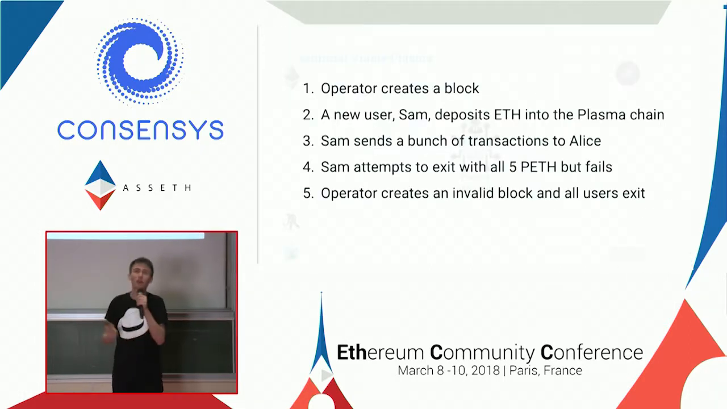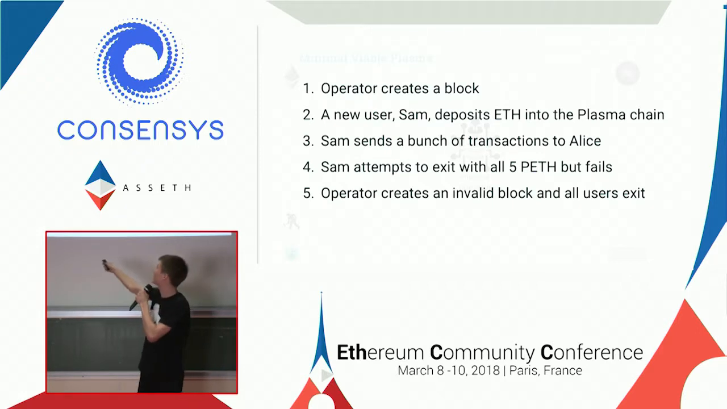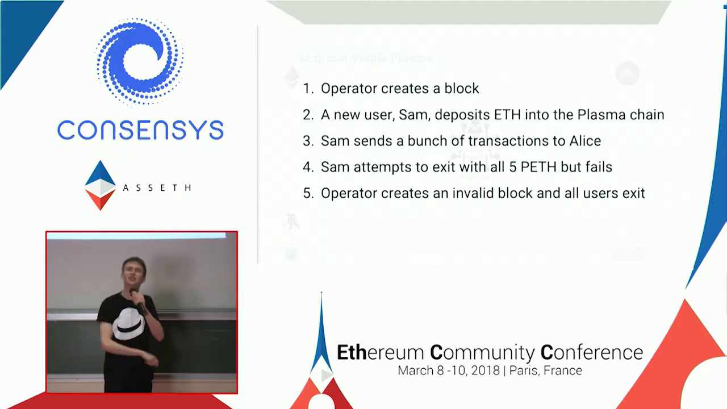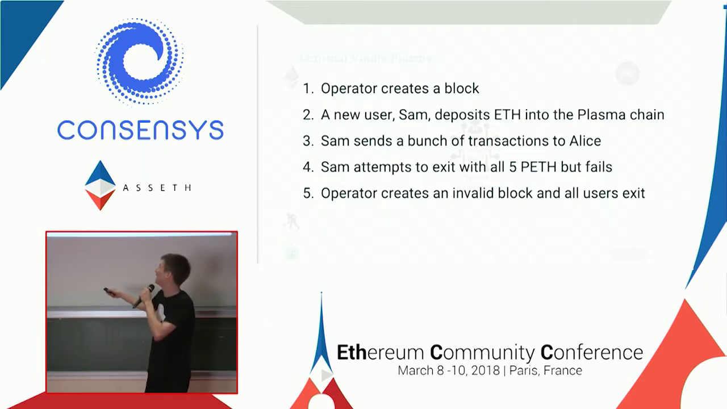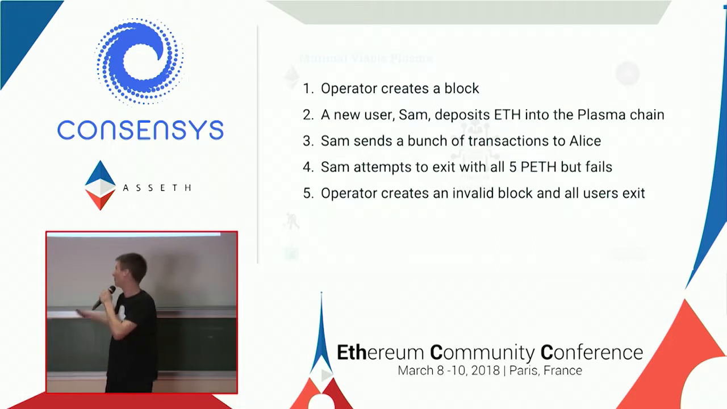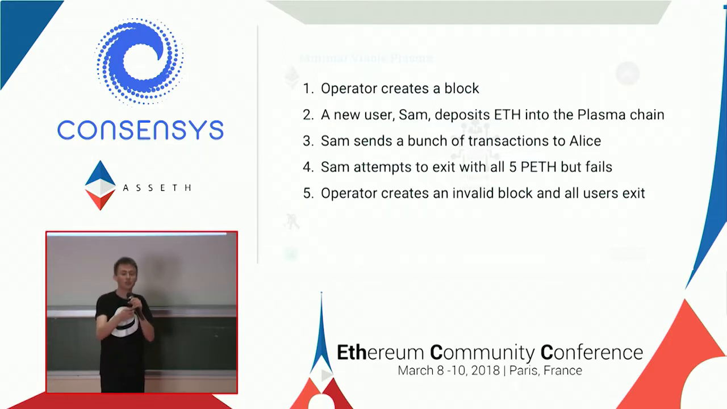So we're going to go over a few normal functions of a Plasma chain. Basically, the operator is going to create a block. A new user is going to come in and start transacting. Then we're going to have the new user try to steal some coins, basically double spend in some ways, and we're going to make sure that doesn't happen. And the operator is also going to create an invalid block, and the users are going to exit.